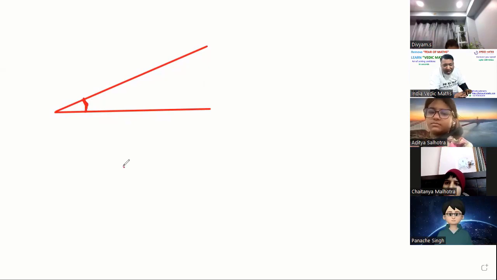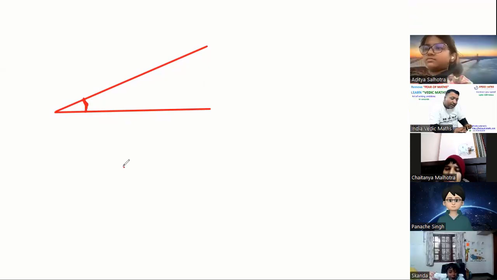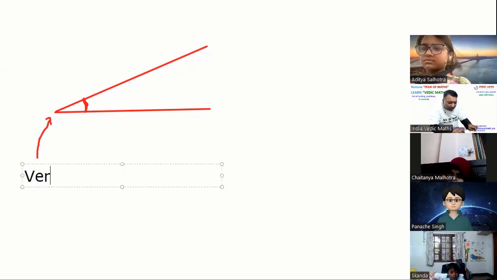An angle is a place where two straight or curved lines meet each other and form... So we don't say curved line, it says straight line. So guys, the angle is a concept of straight lines. Curved lines, no. When two straight lines meet at one point, they form an angle. And this is known as the vertex.